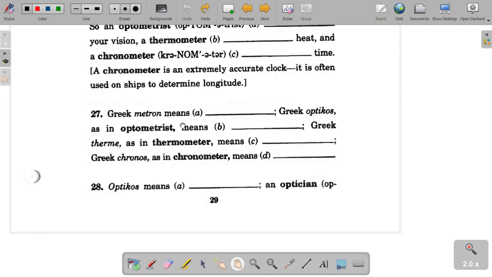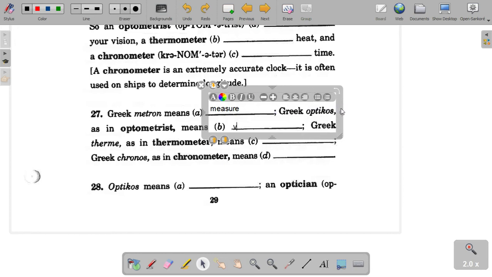So metron means what? Measure. Good. Opticos as in optometrist means? Measure. No, that's what metron means. So what does an optometrist measure? Vision, right. Good. And then therma, as in thermometer, measures what? Heat, good. And then chronos, as in chronometer, means? Clock. Clock measures what? Time, exactly, good.